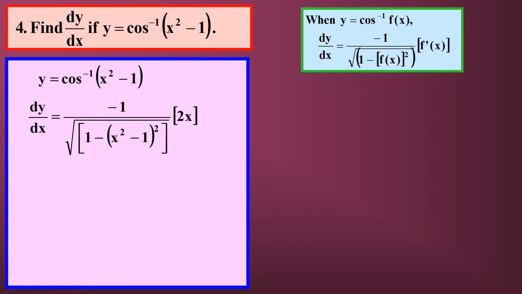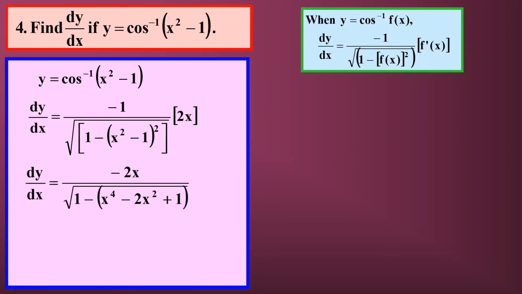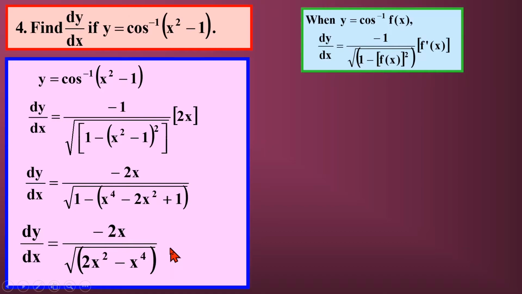Next, I need to expand this. I need to expand x squared minus 1, so I will get something like this. Arrange them properly and you will get minus 2x over 1 minus 1. The 1 will disappear, so what's left is 2x squared minus x to the power of 4.